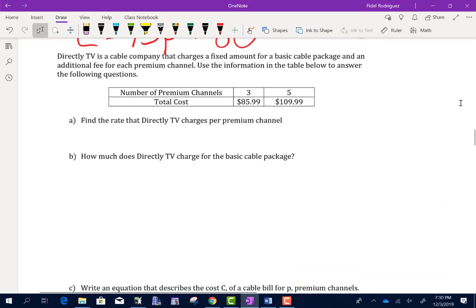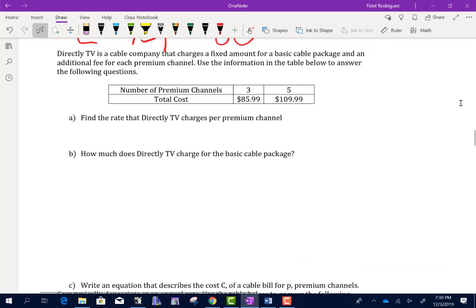Okay, so let's take a look at the next one, see if we can do the same kind of thing here. And it says, DirecTV is a cable company that charges a fixed amount for a basic cable package and an additional fee for each premium channel. Use the information in the table below to answer the following questions. Okay, so it tells me if we have 3 premium channels, we're going to pay $85.99. And if we have 5 premium channels, we're going to pay $109.99.